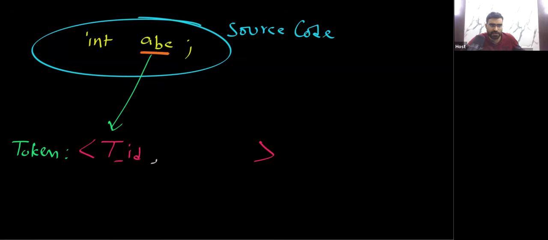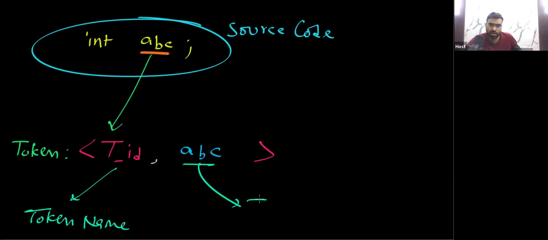The token name will be identifier, and the value of this token, or I can say the attribute of this token, will be ABC. This is the additional information about the token. So you can see, this is the token name, and this is the token attribute.